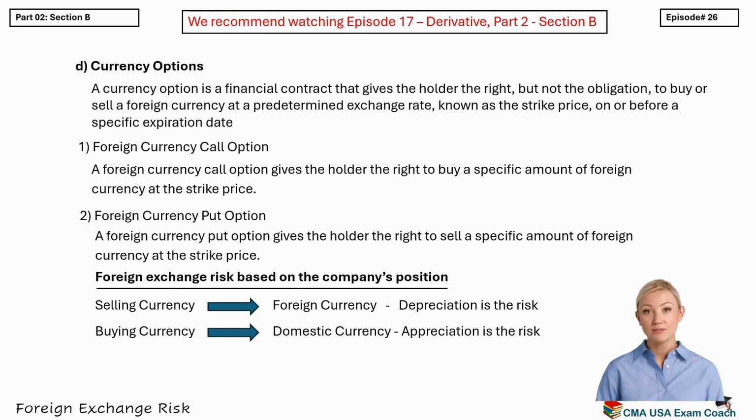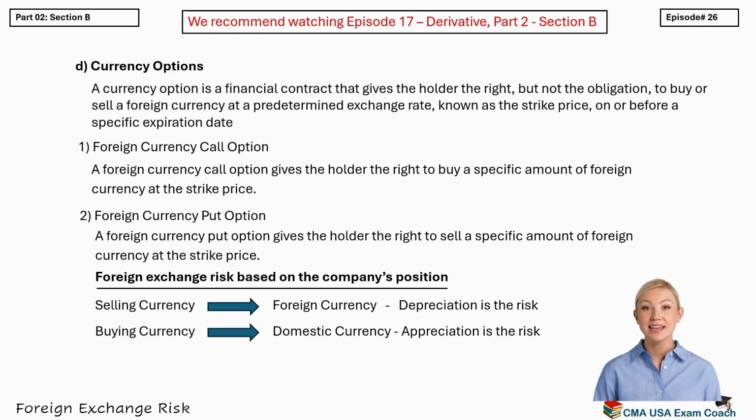So what is the risk? The risk is that the foreign currency, the US dollar, might depreciate. If the dollar becomes weaker, the company will receive fewer rupees when it converts the dollars. This will reduce the company's revenue in terms of domestic currency. So when a company is selling foreign currency, the risk is depreciation of that foreign currency.